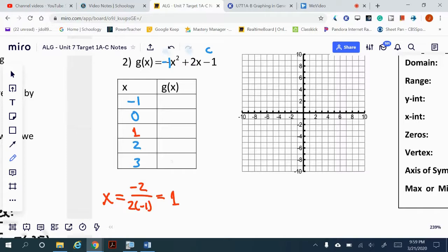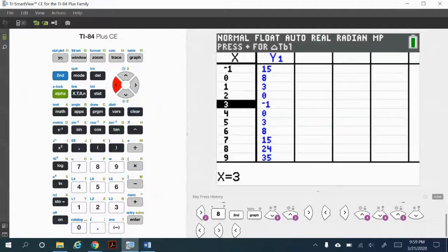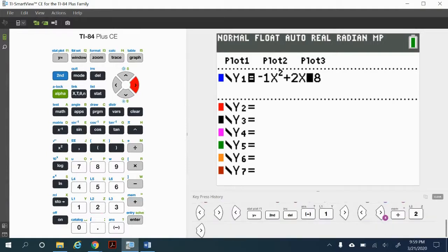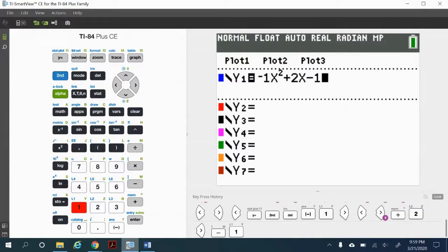Now, to fill this in, again, I could plug all of these in and guess and check, or we go to the calculator here. So let's go to y equals, and let's now insert a -1. Make sure you use the negative, guys, not the subtraction symbol. And then it was +2. What's the last one there? Sorry, guys. -1. -1. All right.